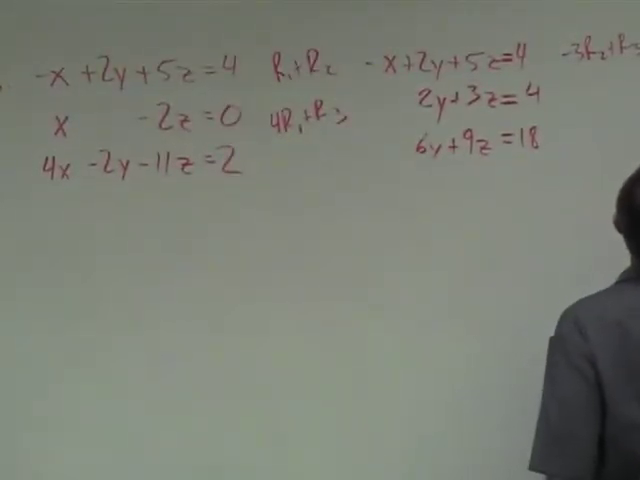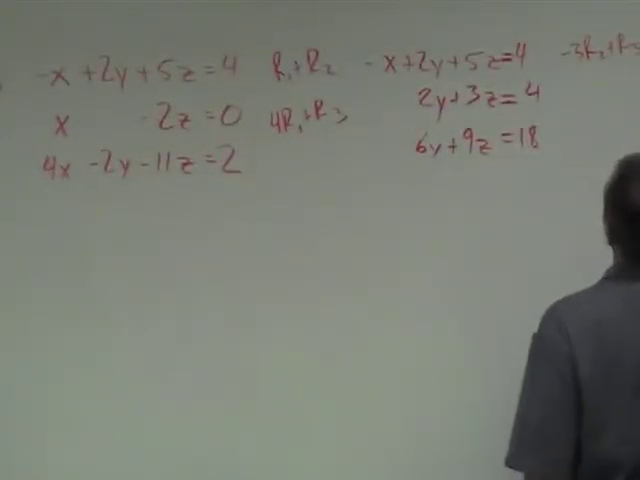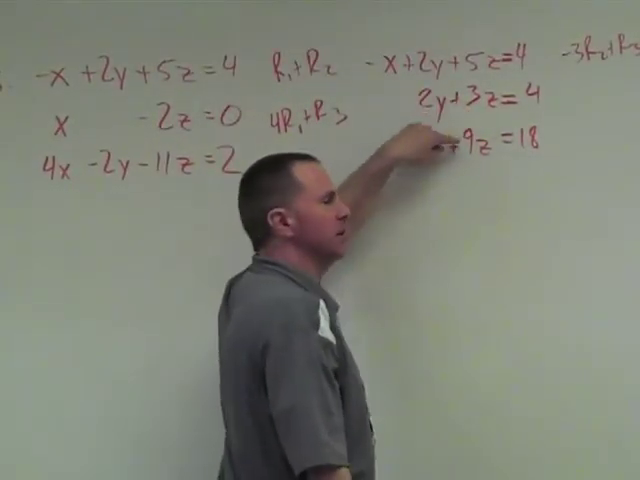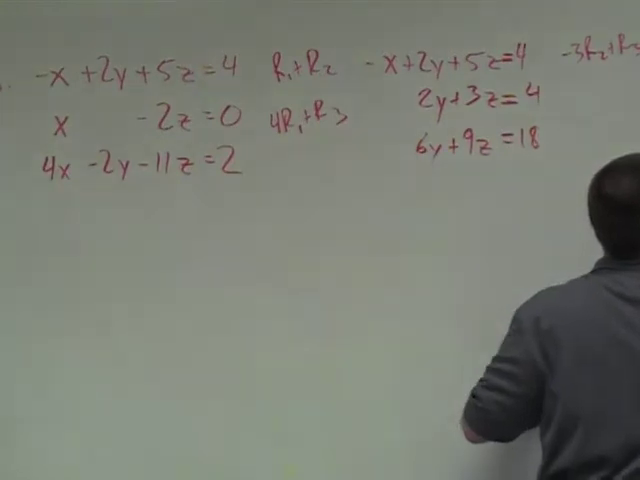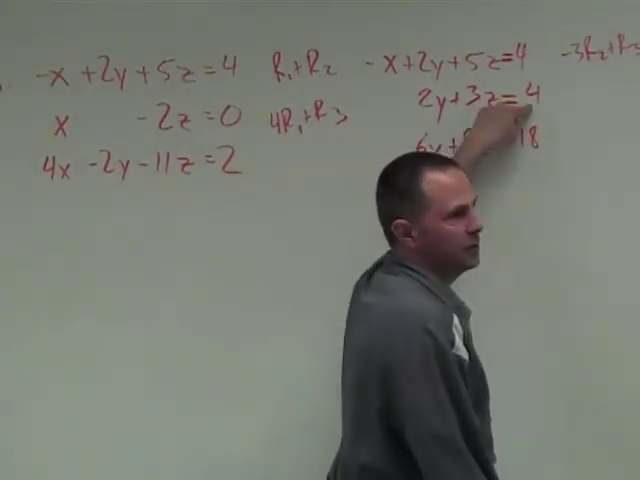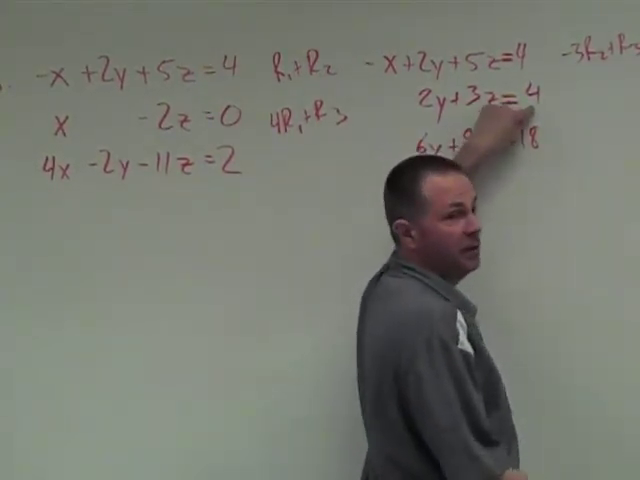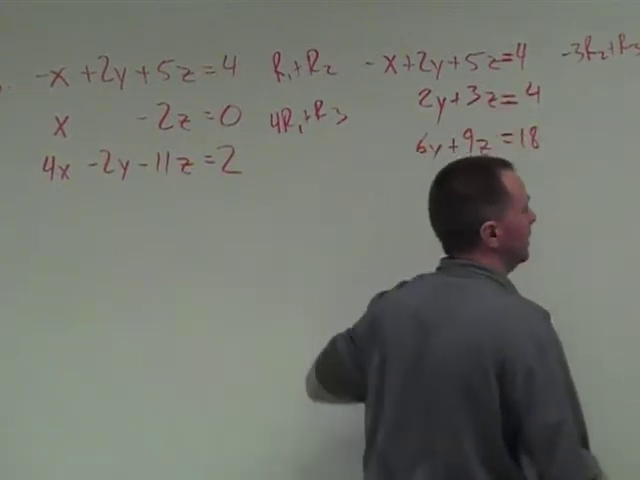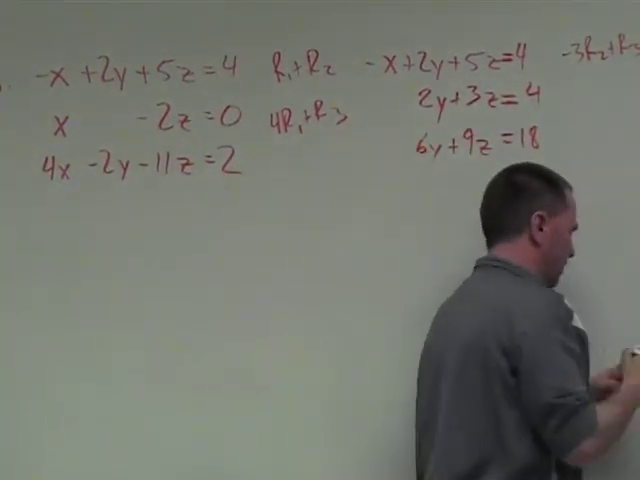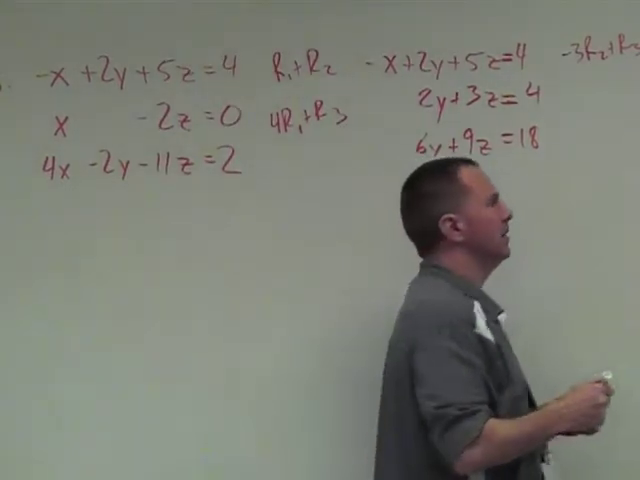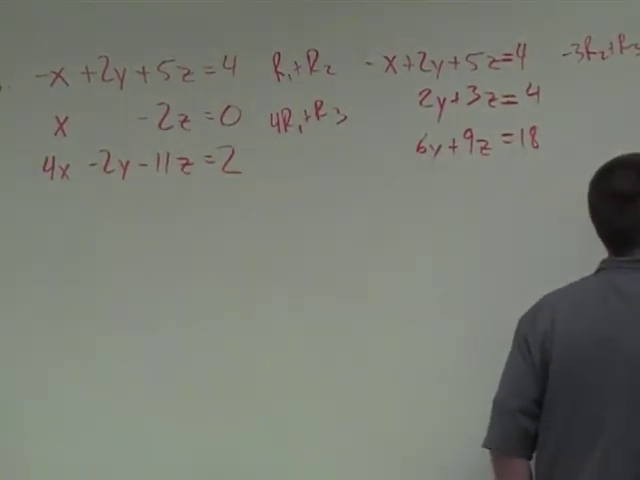Alright, so row 1 stays the same. Row 2 stays the same. And we're changing row 3. So negative 3 times this is negative 6 plus 6 is 0. The y's go away. Negative 3 times 3 is negative 9 plus positive 9. The z's go away, leaving the 0 on the left. Negative 3 times 4 is negative 12. Don't stop there. Negative 12 plus 18 is 6. Does 0 equal 6? No. So this is an example of no solution.